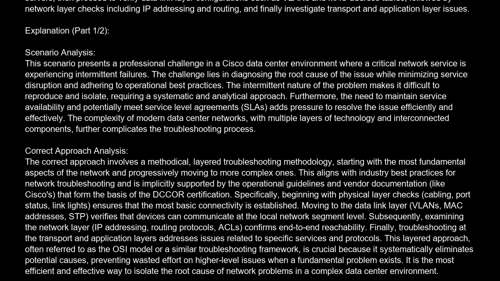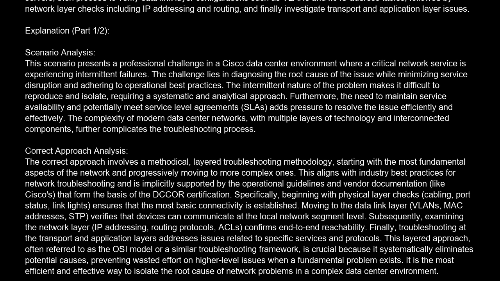Specifically, beginning with physical layer checks, cabling, port status, link lights, ensures that the most basic connectivity is established. Moving to the data link layer, VLAN, MAC addresses, CDP, verifies that devices can communicate at the local network segment level. Subsequently examining the network layer, IP addressing, routing protocols, ACL, confirms end-to-end reachability. Finally, troubleshooting at the transport and application layers addresses issues related to specific services and protocols.